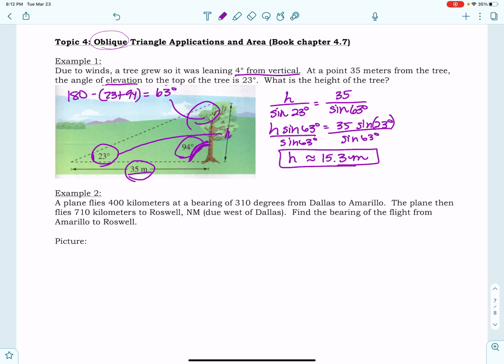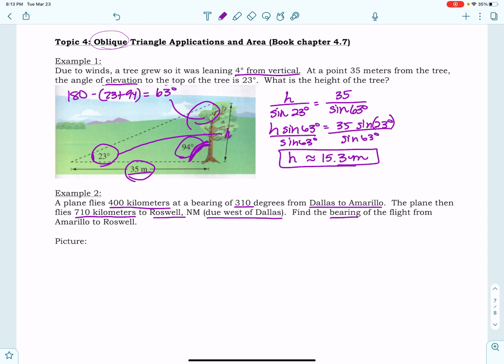We have a plane that flies 400 kilometers at a bearing of 310. This is going to involve our information about bearings that we learned in a previous video. So we're flying at a bearing of 310 degrees from Dallas to Amarillo. The plane then flies 710 kilometers to Roswell, New Mexico, which for our purposes here will be due west of Dallas. I believe it's pretty close. And we are going to find the bearing of the flight from Amarillo to Roswell.